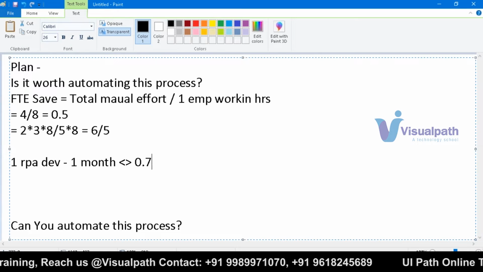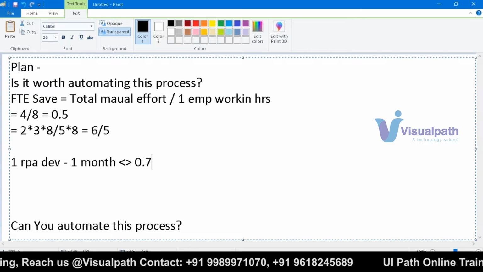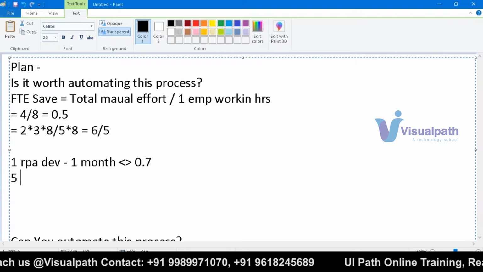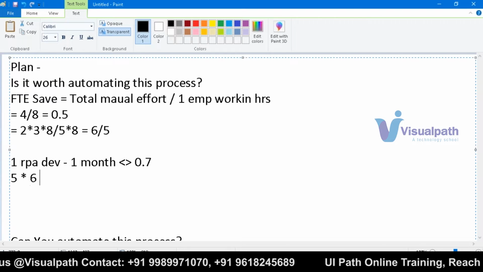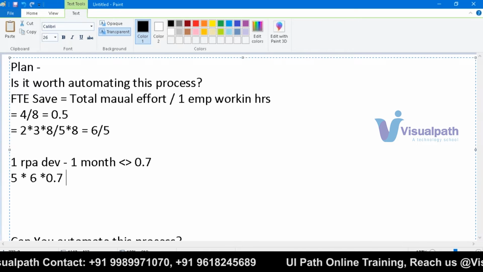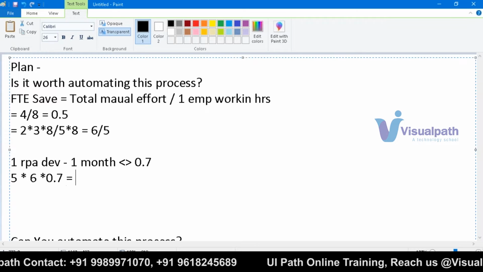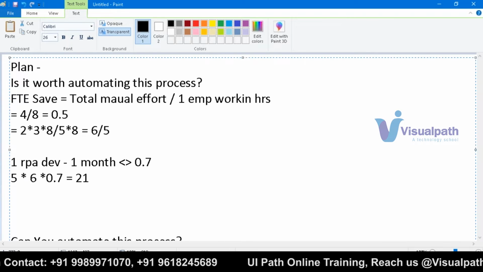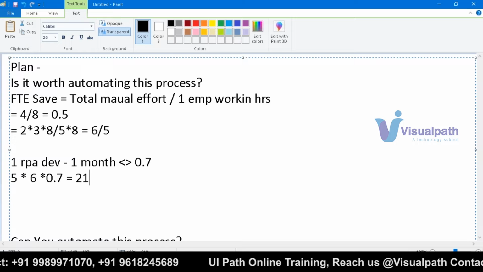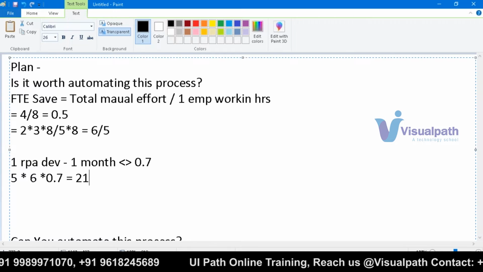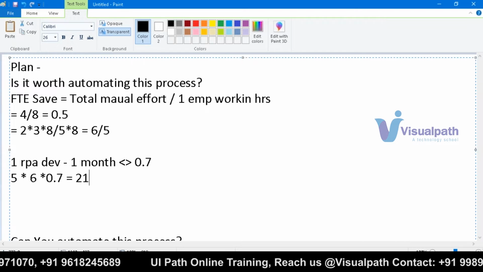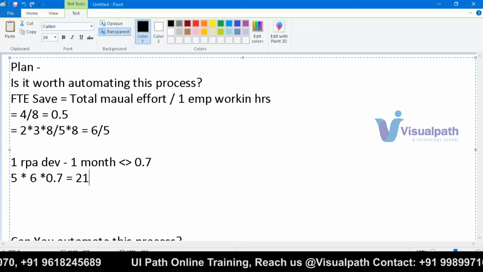Ideally, let us say that in your resume you have specified your project duration is 6 months and your team size as 5. So what should be the minimum FTE of that process? Five RPA developers spent 6 months, so 30 into 0.7, that's somewhere around 21 FTE saves. Minimum FTE should be 21. Clear? Any question, guys, on this? No question. All right.